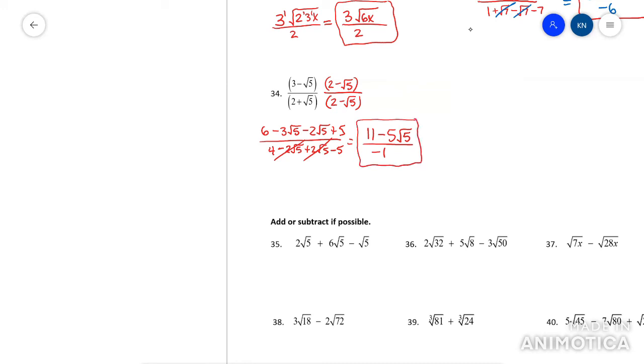Advanced mathematicians, if you wanted to basically divide both of these things by negative 1, you could. This answer is the same thing as negative 11 plus 5 root 5.